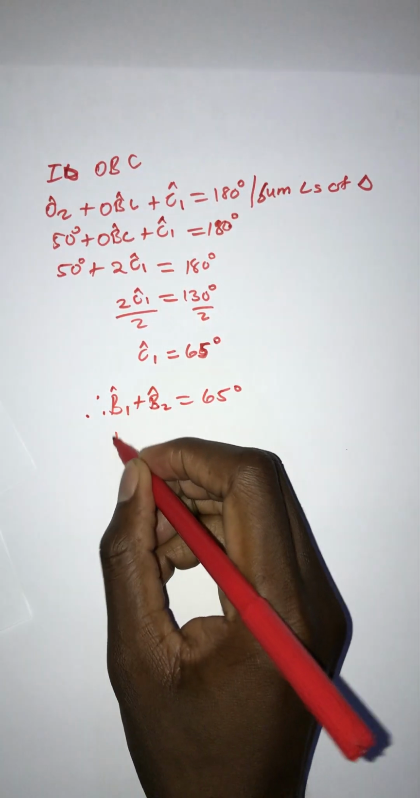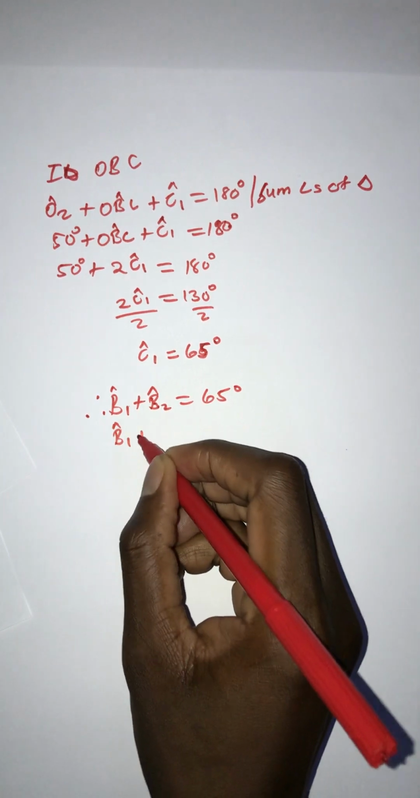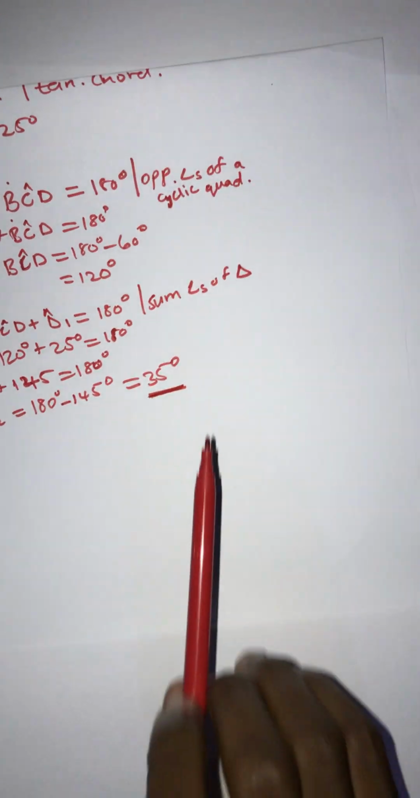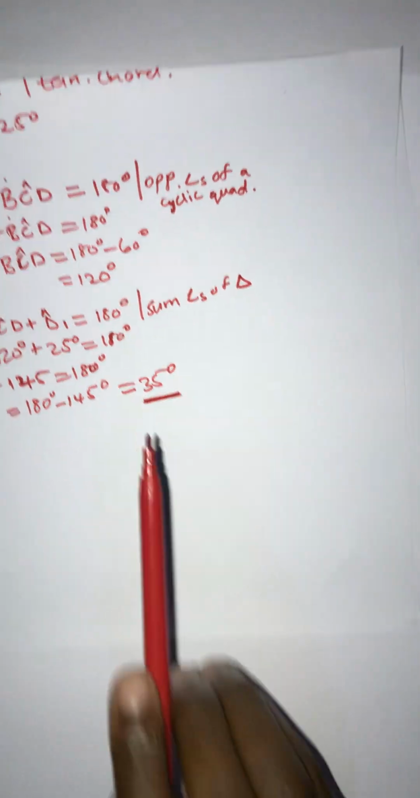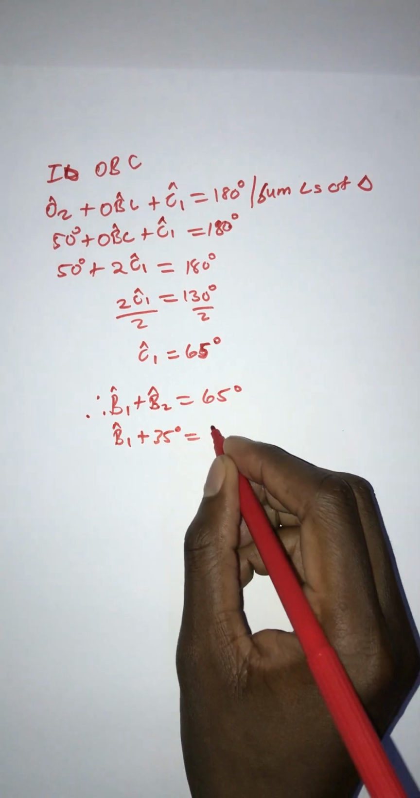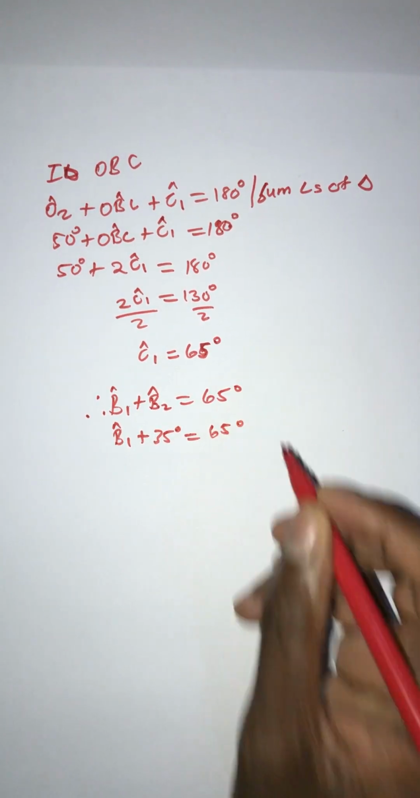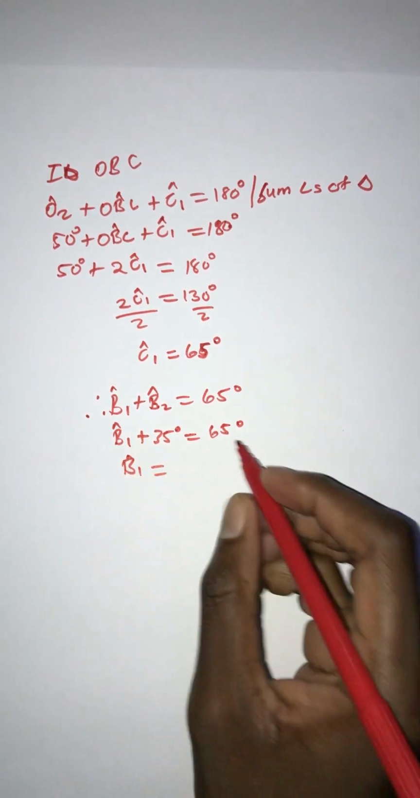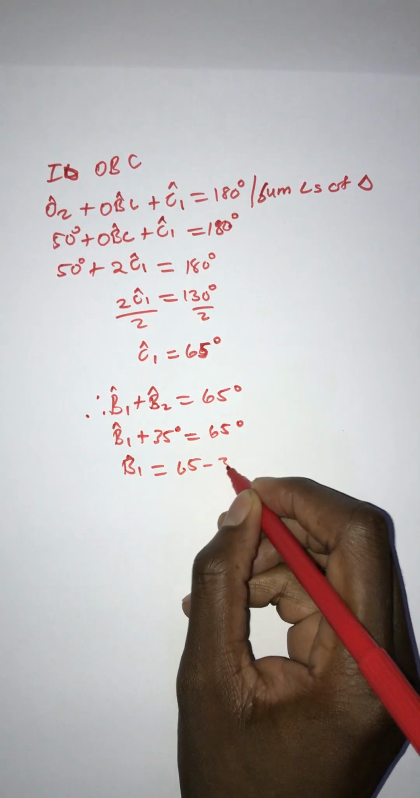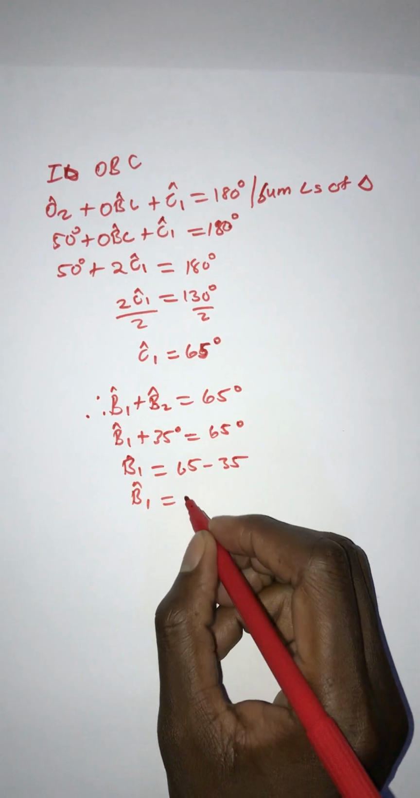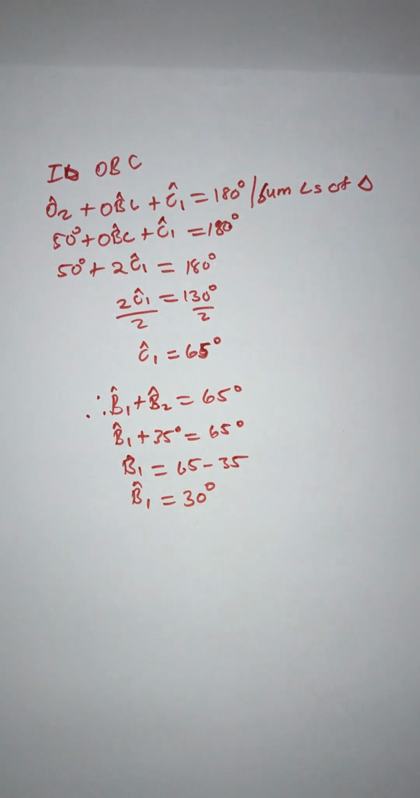Now, we are looking for B1. What is B2? We found B2 as 35 degrees. So we're going to say B1 plus 35 is equal to 65 degrees. So take 35 to the other side. B1 is equal to 65 minus 35. B1 is equal to 30 degrees. So this is the size of B1.